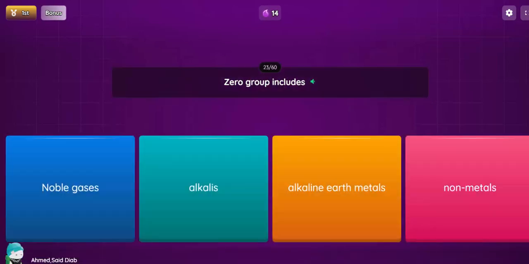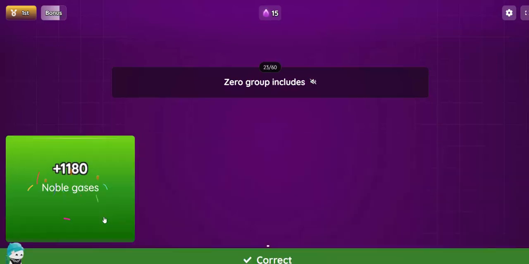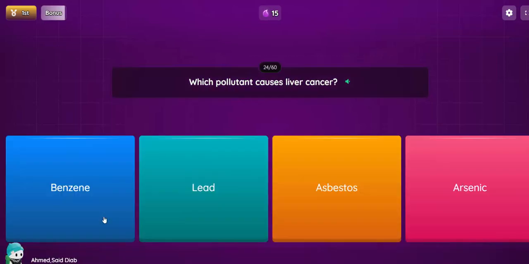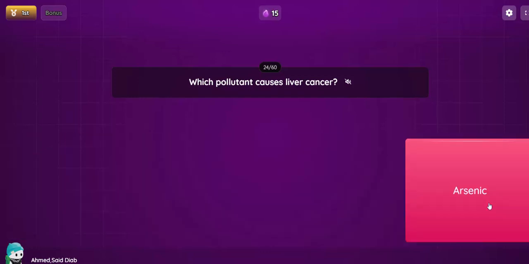Question: zero group includes: Option 1: noble gases. Option 2: alkalis. Question: which pollutant causes liver cancer? Option 1: benzene. Option 2: lead. Option 3: asbestos. Option 4: arsenic.